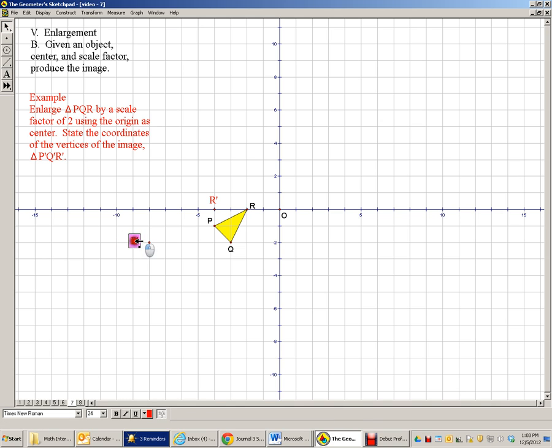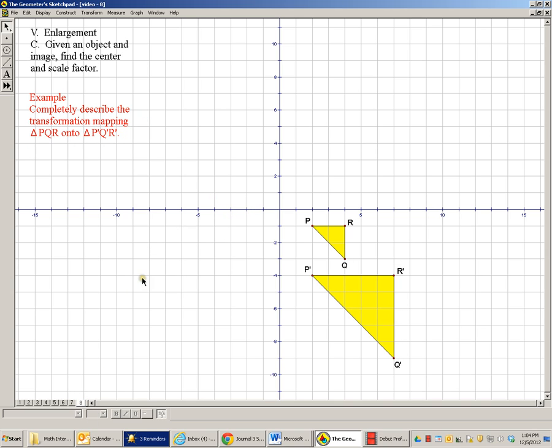And then finally, O to Q, I need to go 1, 2, 3 to the left and 2 down. Let me double those distances. Instead of 3 to the left and 2 down, I'll go 6 to the left and 4 down. There's my Q prime. Alrighty, let me connect those dots. There's my triangle. You should notice that it is mathematically similar to the first triangle, same angles and all that other stuff. The lengths are just twice as big. So that's how that works.